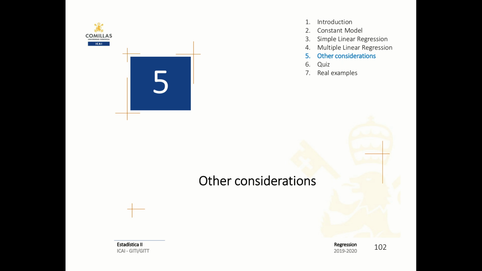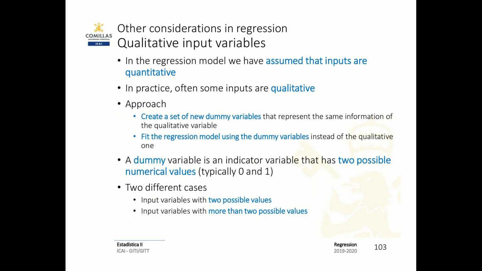We go on with the lecture on linear regression, and the next topic are more specific issues of the regression. So the first one we will see in this video is the use of qualitative variables or categorical variables. So a categorical variable is a variable that takes values that cannot be assigned a numerical value.